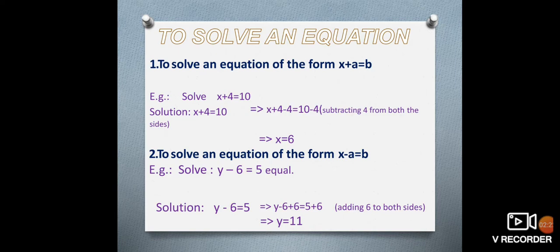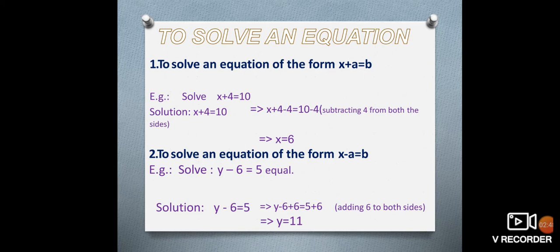Now in the second example, we can see we have an equation in the form of x minus a is equal to b. That means the constant term on the left hand side is negative. If I want to find the solution without disturbing the balance, I want to remove minus a. So what to do?